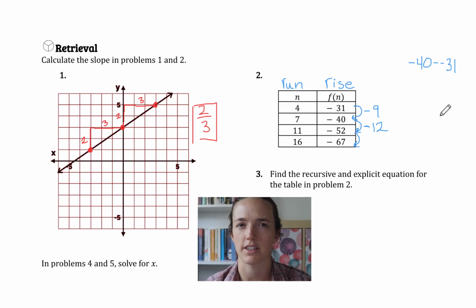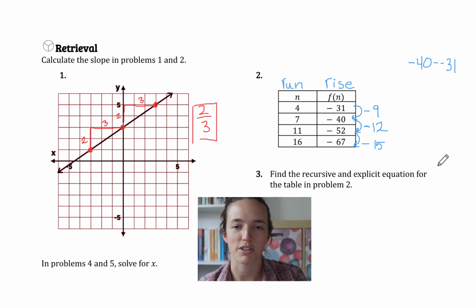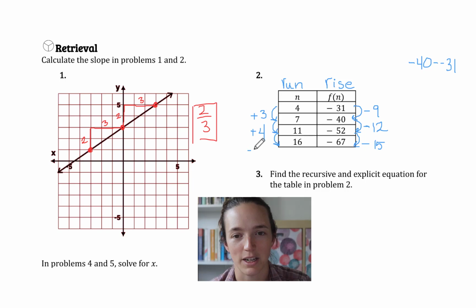Okay, interesting. Let's see what happens next. -52 to -67, minus 15. Okay, so these numbers are usually all the same. It's weird that we're getting different numbers, but let's see what happens with the run. So over here, to get from 4 to 7, we're going up 3. 7 to 11, up 4. Oh. 11 to 16, up 5.